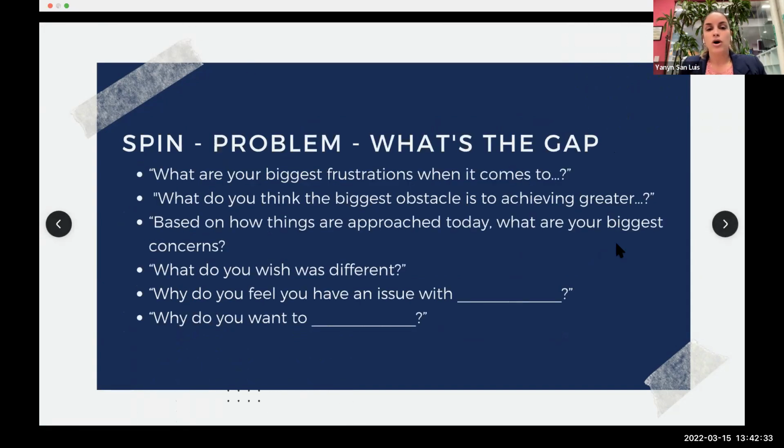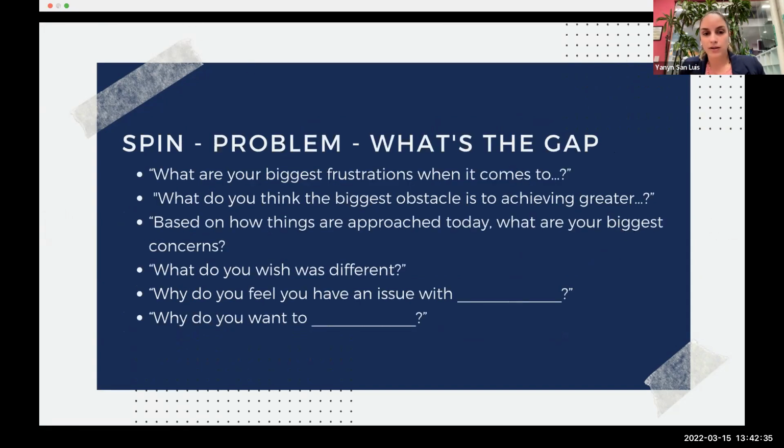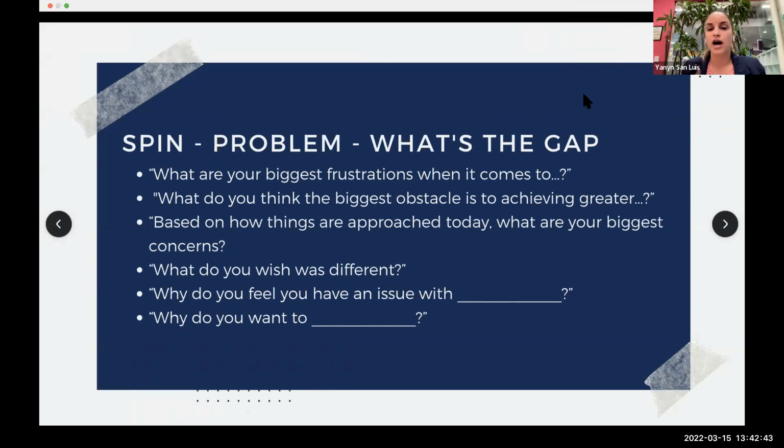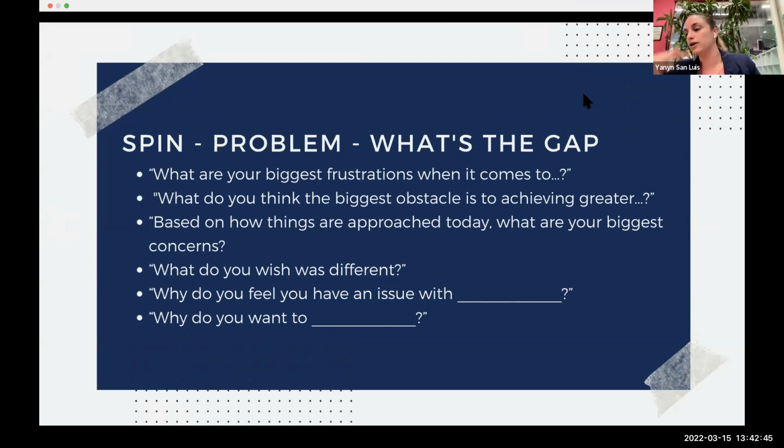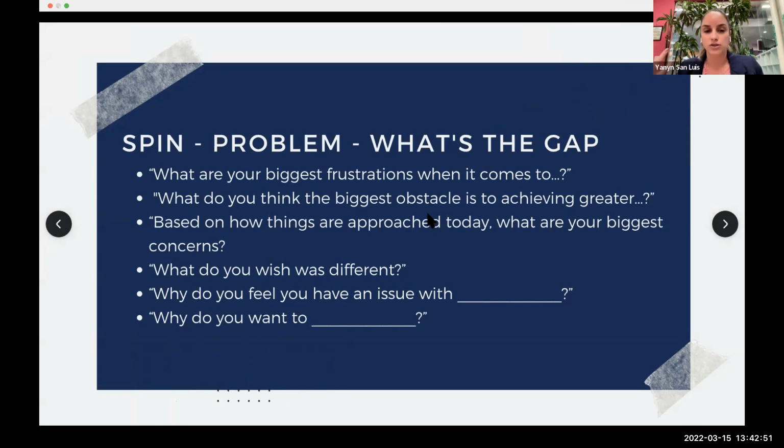This is a little bit about what's the gap. So problems, in the way that you're fixating on the gap. What are your biggest frustrations when it comes to blank? What do you think your biggest obstacle is to achieving greater revenue when it comes to X, Y, Z? Based on how things are approached today, what do you think your biggest concerns are?